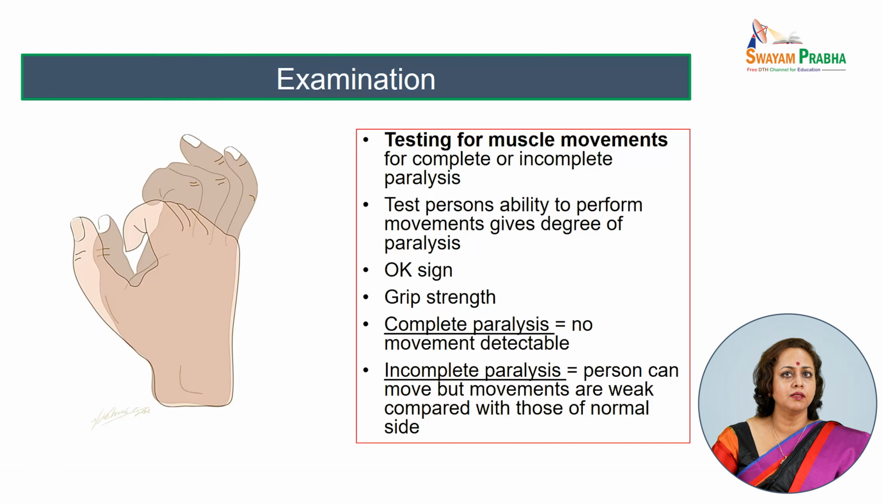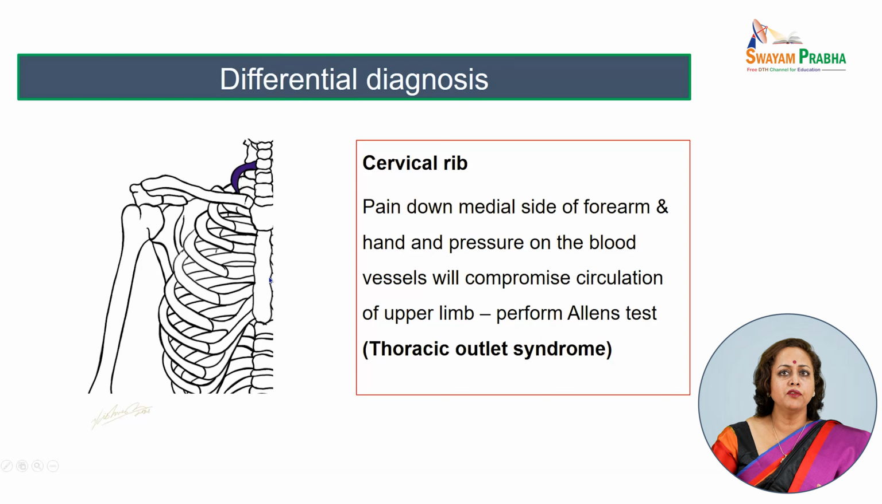So what is the differential diagnosis of Klumpke's paralysis? One differential diagnosis is a cervical rib. In this picture you can see this is the first rib, the thoracic rib, but above it the costal element of the C7 vertebra develops into a rib. It may be complete, it may be incomplete, it may be fibrous, it may be osseous, but it is going to cause something that looks like Klumpke's paralysis.